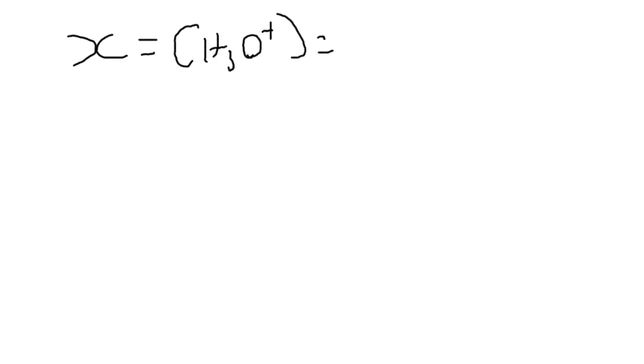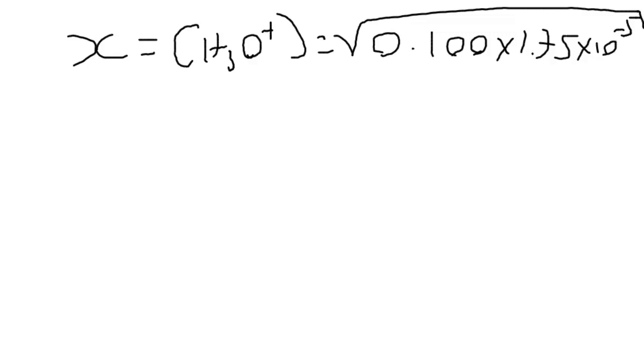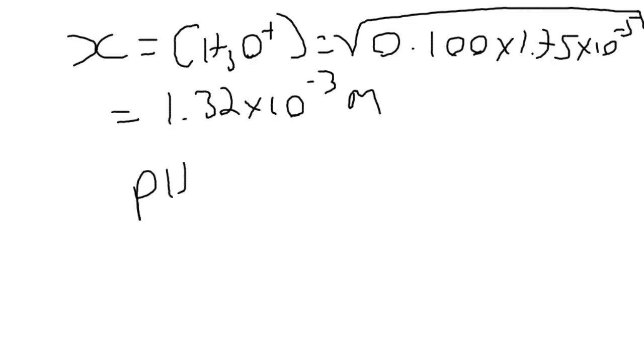and in which case we can say that the x value, which is our H3O+ concentration, is going to equal 0.1 times the Ka value, 1.75 times 10 to the minus 5, square rooted, which ends up giving us 1.32 times 10 to the minus 3 molar. And to get the pH, we just take the negative log of that. You should always approximate it. So this is times 10 to the minus 3, so the pH is going to be somewhere near 3, and it ends up being 2.88.